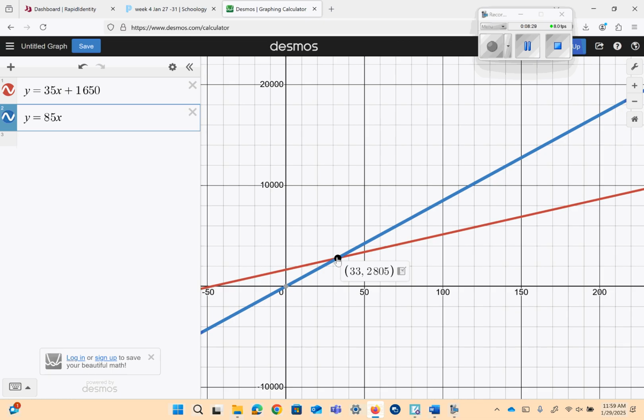If you make 34 items, you're making a profit. If you make less than 33 items, you're taking a loss. Okay? So if you make 33 items, that's the break even. Break even means the amount of money you spent versus the amount of money you brought in was 0.